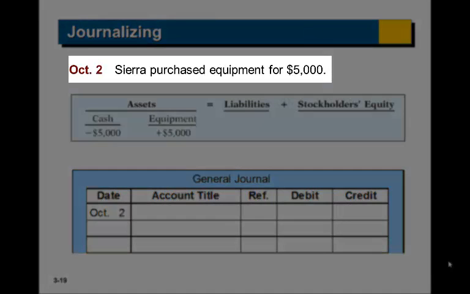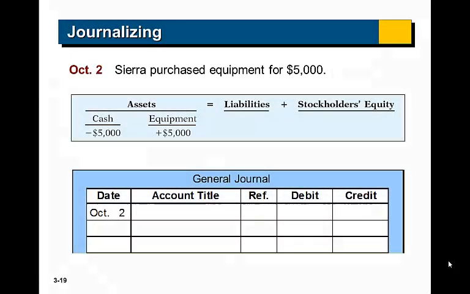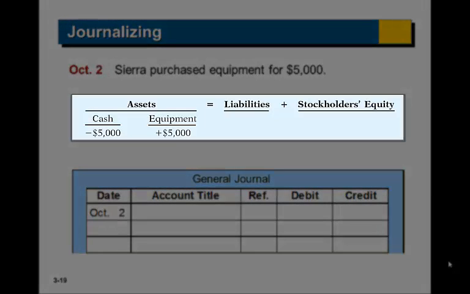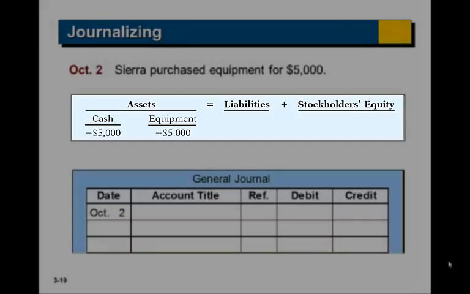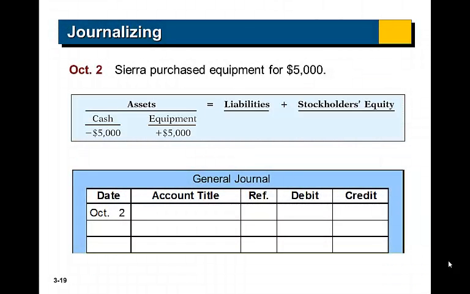Now let's look at the third event. On October the 2nd, Sierra purchased equipment for $5,000. We know from the transaction analysis that it is an accounting transaction. Cash and equipment are affected. The cash balance is decreasing and the equipment balance is increasing, both by $5,000. Look to your chart to see that cash as an asset should be credited and equipment as an asset should be debited. We date the transaction.